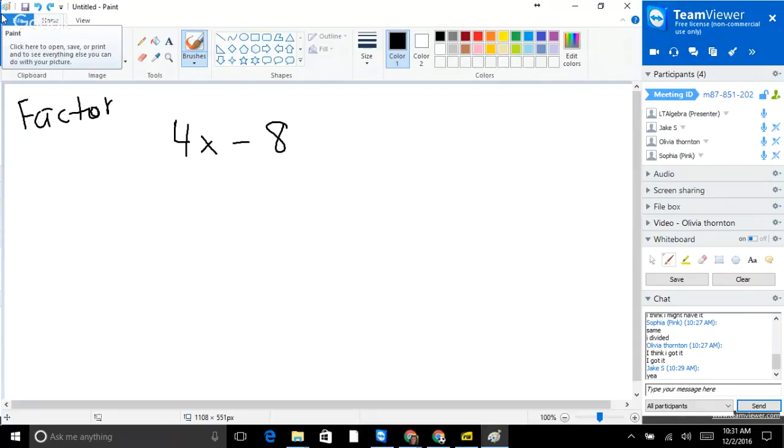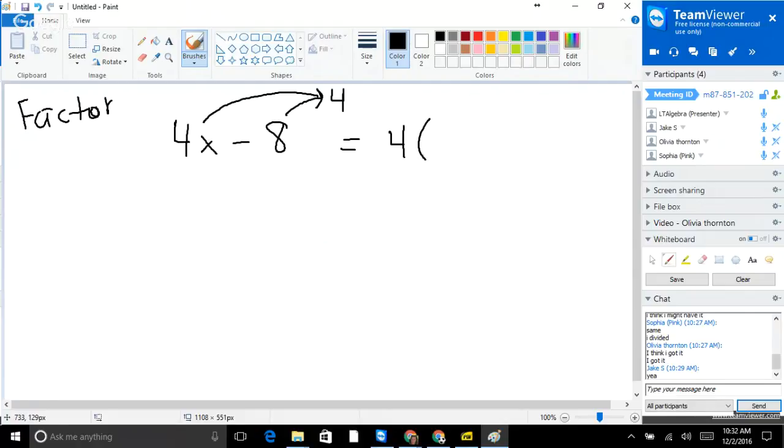I could divide a 4 out of this, or I could take a 4 out of both terms. So what I mean by factoring is I'm going to say 4x and 8 both share 4. So I'm going to pull a 4 out of each of these. Okay? Just bear with me. I'll explain this again. So if I pull a 4 out of 4 times x, what do I have left over? I have x left over. Okay? Minus, and if I pull a 4 out of 8, I have 2.